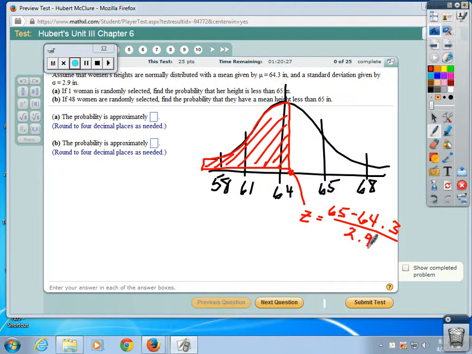Somebody give me that number. 0.24. Just 0.24 is all you need. And then you go to your handy dandy calculator, because I don't have a table up here right now, so I'll just have to use that today.